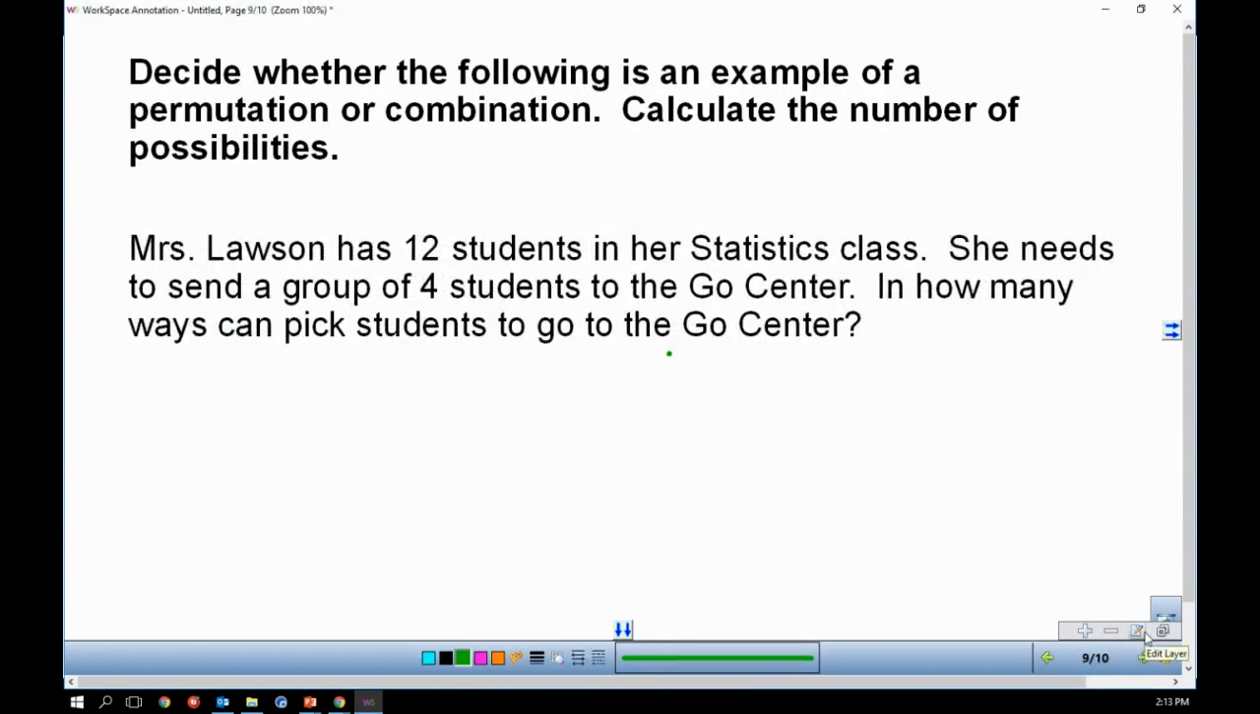Miss Lawson has 12 students in her statistics class. She needs to send a group of 4 students to the Go Center. How many ways can she pick students to go to the Go Center? Order does not matter, which means it's a what? Combination.